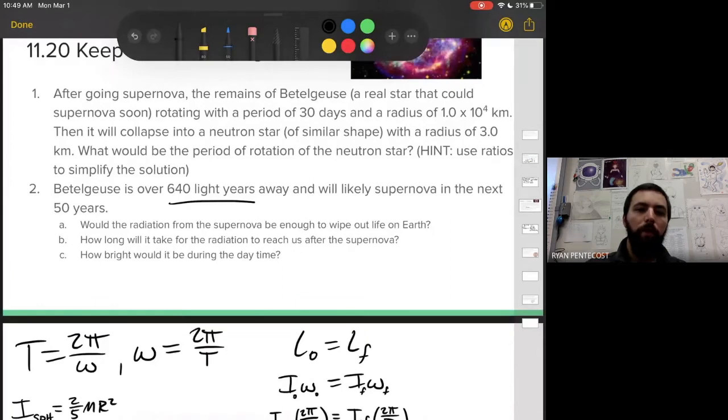So if we think that we'll be able to see the Betelgeuse supernova in the next 50 years, that means that those scientists that made that prediction believe that it has likely already exploded, and we're just waiting for that information, that light, to reach us. Letter C, last part: how bright would it be during the daytime?